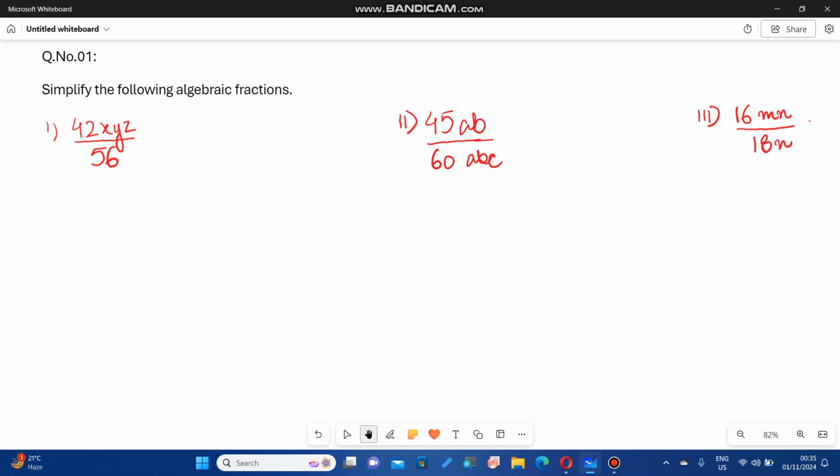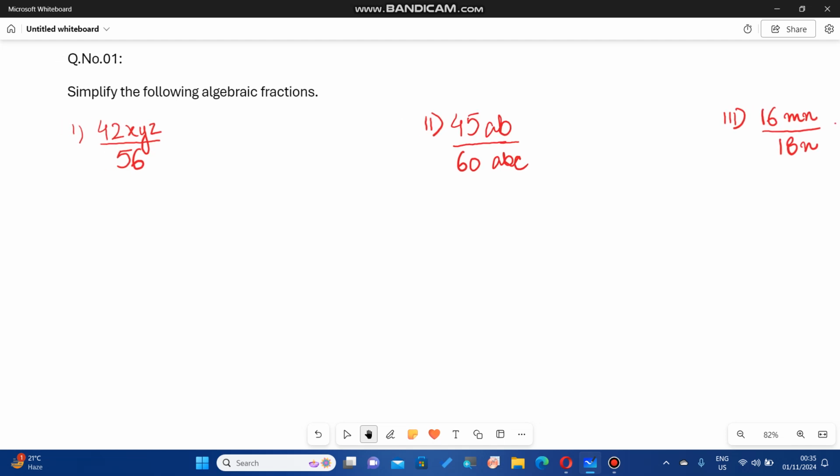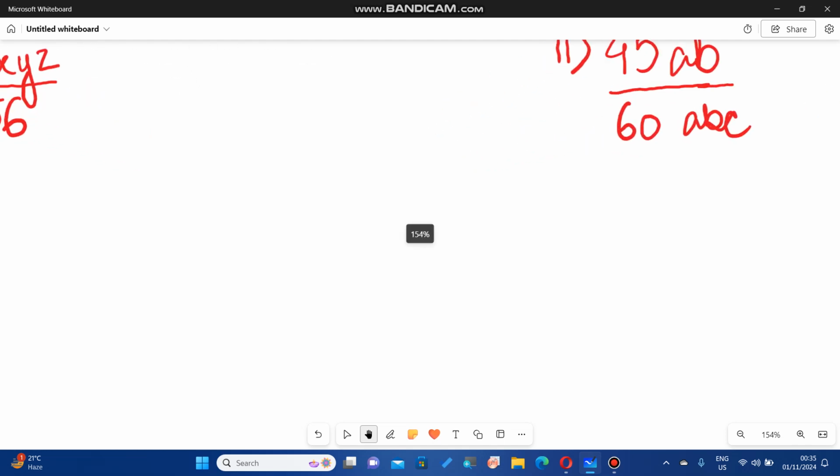Alright, we have the question, simplify the following algebraic expressions. In the previous lecture we were learning how to add algebraic fractions. In today's lesson we will study how to cancel out, or how to simplify into the simplest form, the algebraic expression.